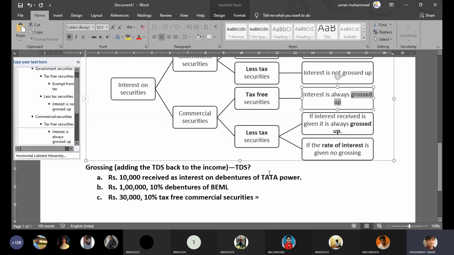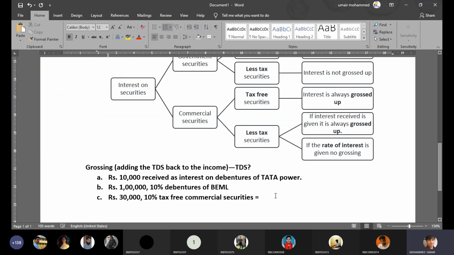We should do grossing. Grossing means, first of all, what is the interest earned? Interest earned is not given. So you should find out. The amount of investment is given. So investment amount is how much? 30,000. On this, what is the rate of interest? 10%. So what is the interest earned? 3,000 rupees. But this 3,000 is the net income, which means the company has already deducted tax and given you the net income.